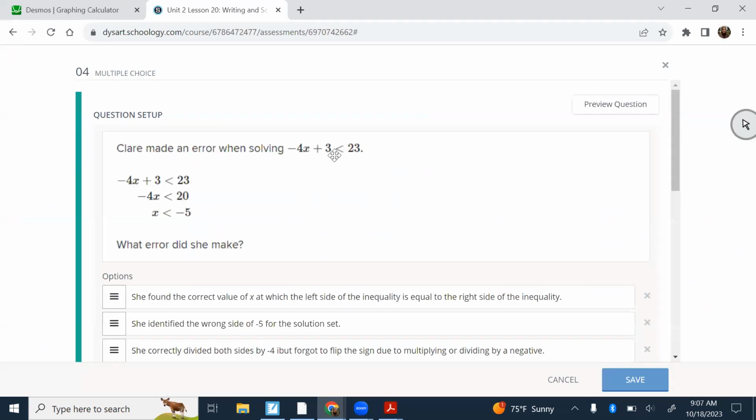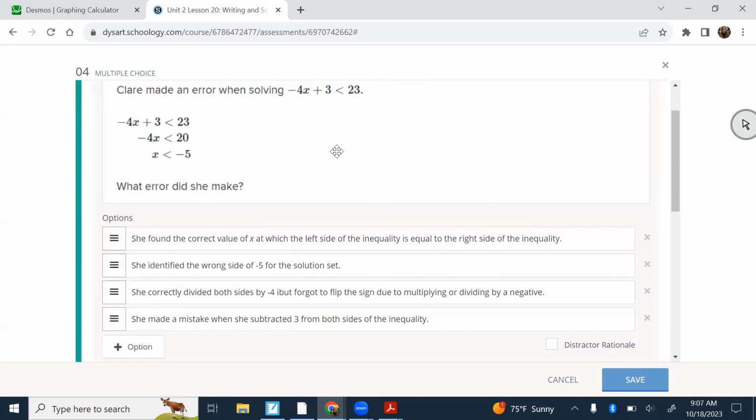All right. So Claire made an error when solving this. What error did she make? So follow those steps that we talked about yesterday and also mentioned today. First step would be to distribute if necessary. Does she need to distribute in this? No. So move on to step 2. Does she need to combine like terms in this one? So move on to step 3. Does she need to move the variable to one side? Or is there already just one variable on one side?